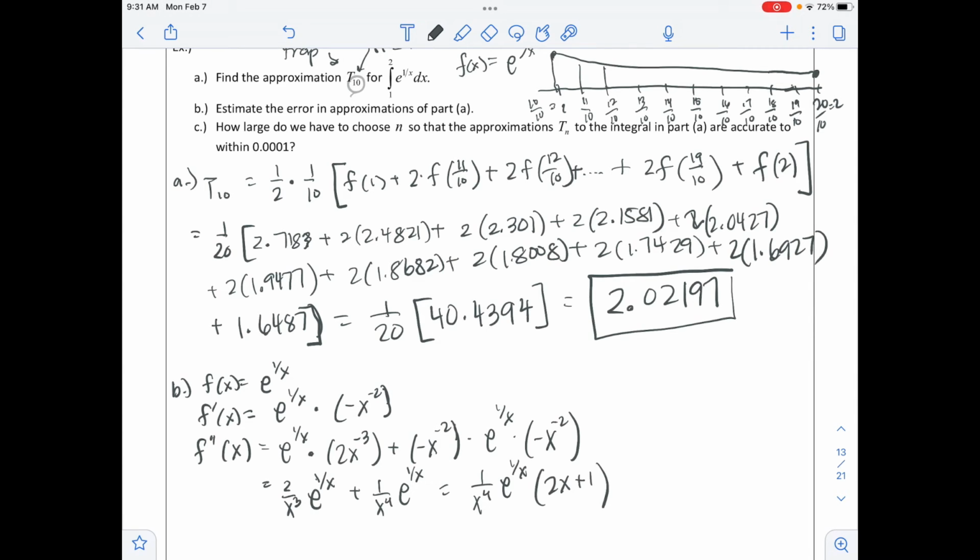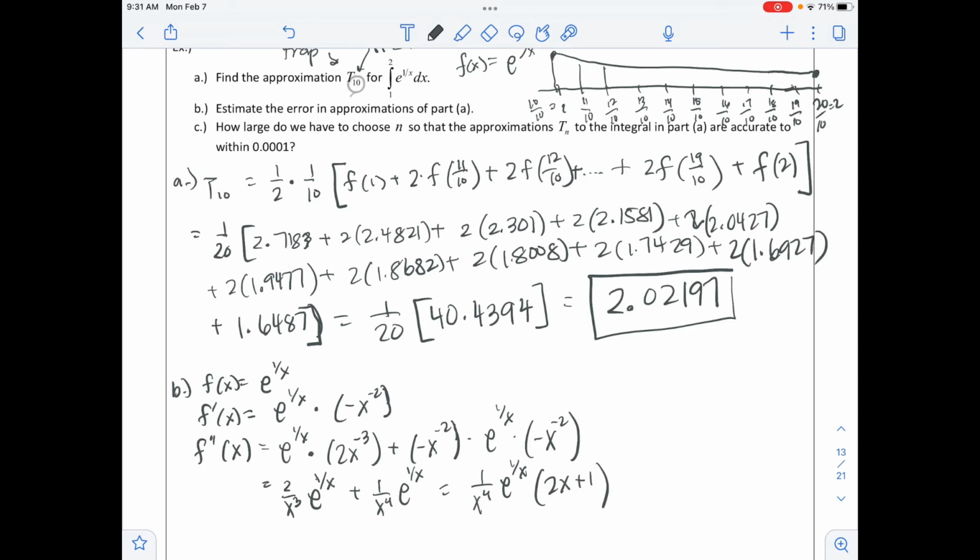And from here, from the formula on the previous page, it says suppose that the absolute value of the second derivative is less than or equal to k for x in between a and b. And in order to find this k, it's going to be any number larger than the values of the absolute value of our derivative, but smaller values of k give a better bound.